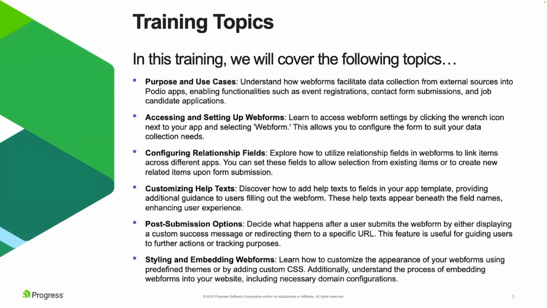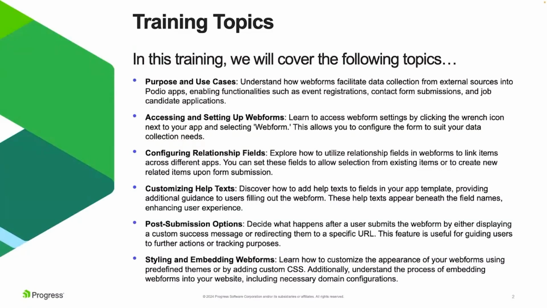This could be something like a contact us form on a website. Maybe it's an internal request to a Podio app that we need to submit via a web form. Maybe it's something like a survey or an event registration. So, again, there's a lot of different use cases for web forms, and we'll walk through what a couple of those look like. Obviously, we're going to show you how to go into an application and set up our first web form. Super easy to do.